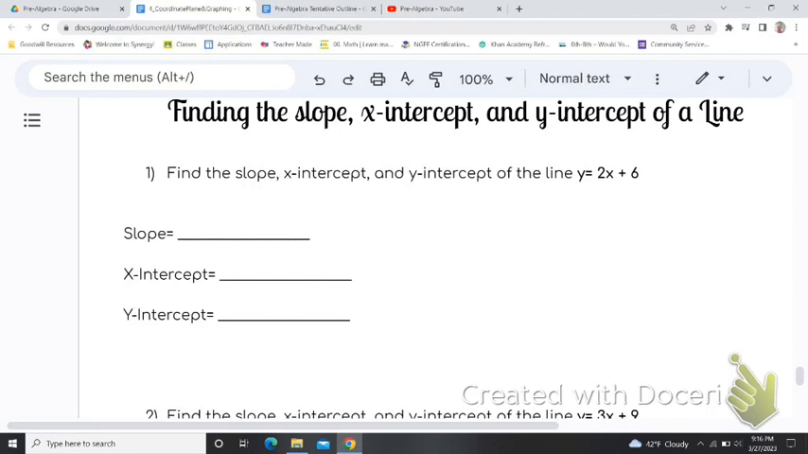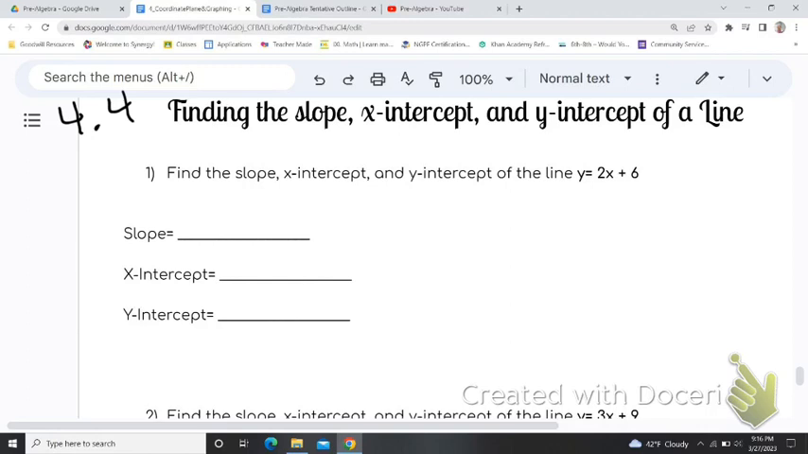I'm going to call this section 4.4. And this lesson is going to be about finding the slope, the x-intercept, and the y-intercept of a line when the equation is written in slope-intercept form.